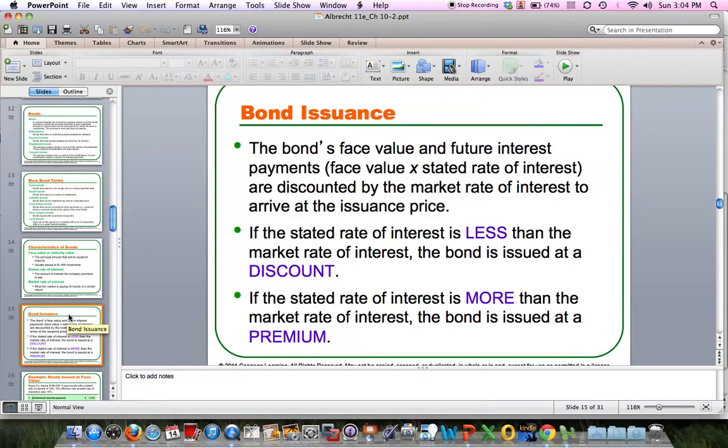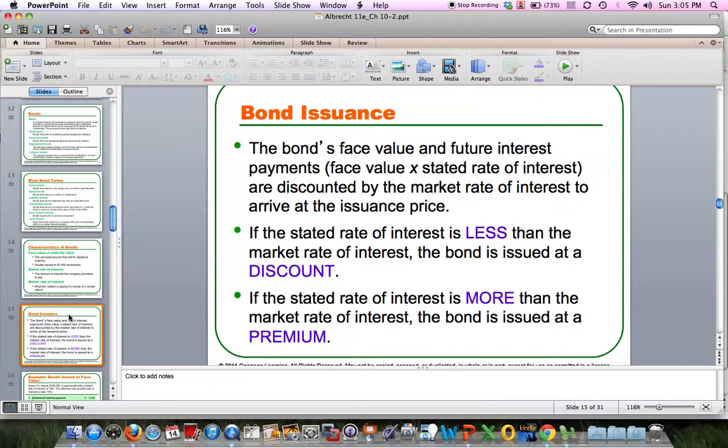Okay, so a bond issuance. How do we handle a bond issuance? This begins on the bottom of 465 and is mostly on page 466, so be aware of that. The bond's face value and future interest payments, face value times the stated rate of interest, are discounted by the market rate of interest to arrive at an issuance price. So when a bond is sold, the market rate of interest is used to determine bond price. Okay, not the stated rate, the market rate.